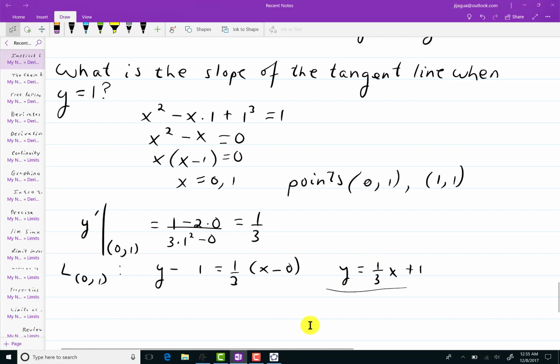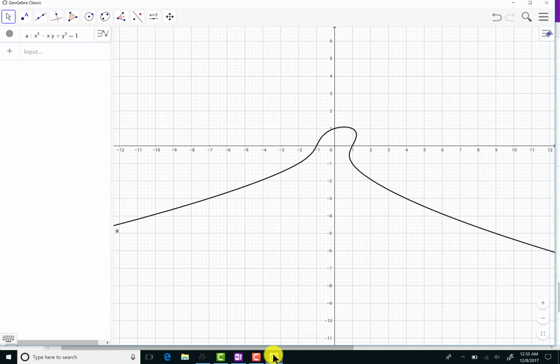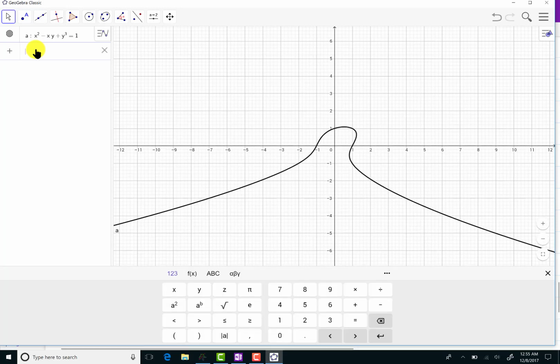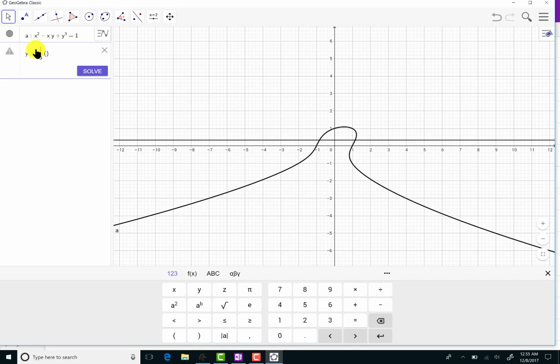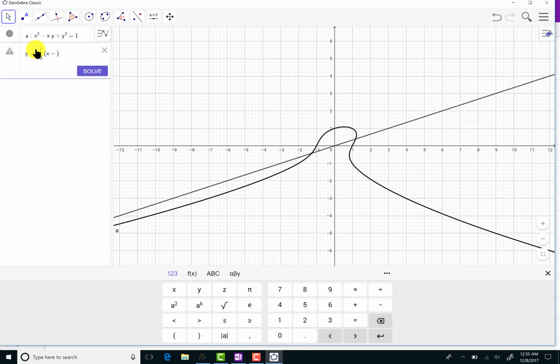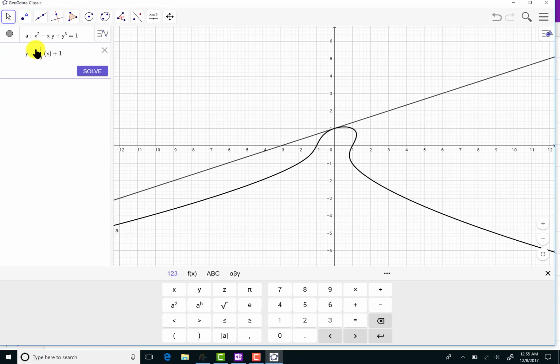So I'm going to go back to my GeoGebra, and we will put y equals 1/3 times x minus 1. No. Boo-booed. Plus 1. Look at that. Right there it is. Perfect, perfect, perfect. Let me go ahead and grab a picture of that.